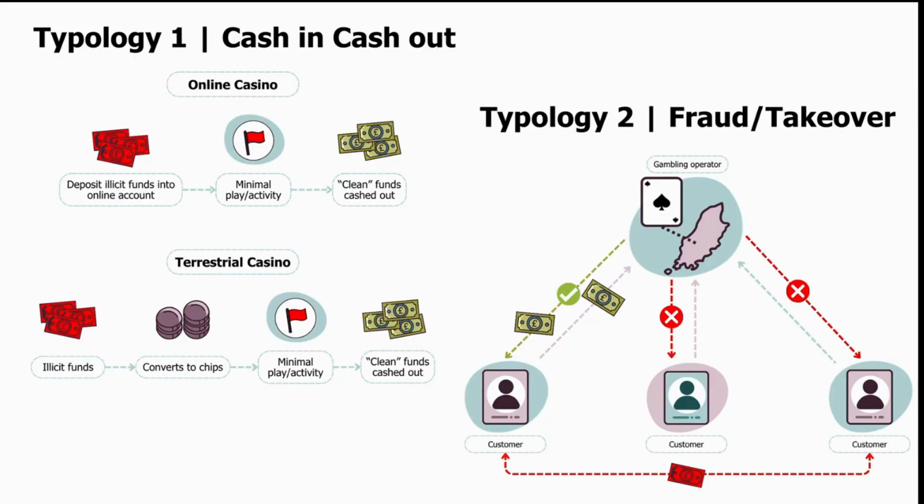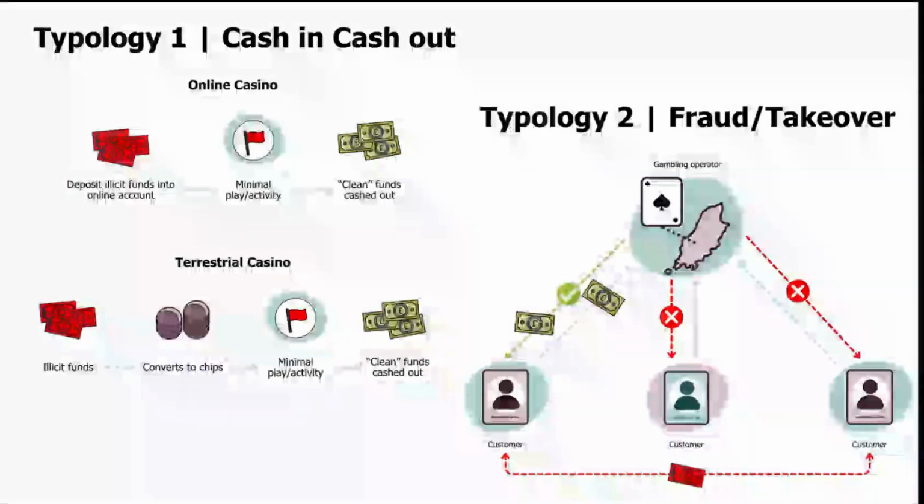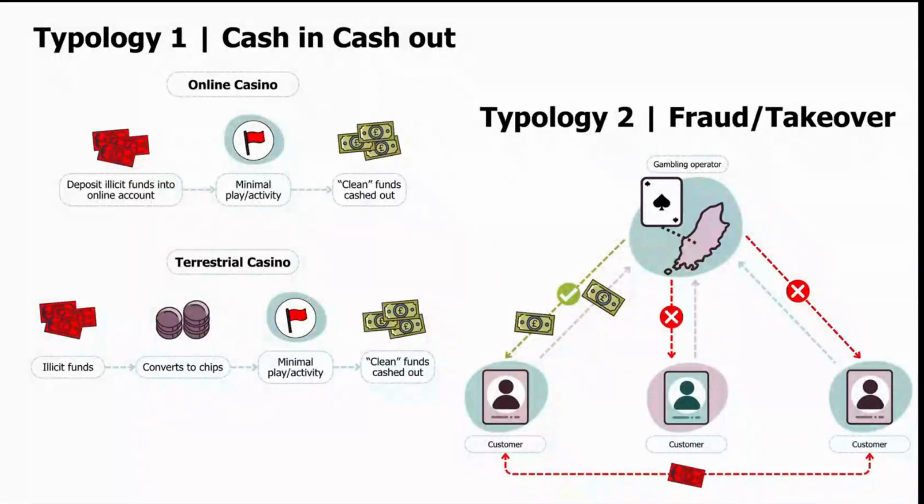The first typology in the gambling NRA is the cash-in, cash-out typology. For this one, a customer deposits illicit proceeds into an online account or converts them into chips at a terrestrial casino, and then cashes out with minimal activity, and these can then be attributed to legitimate winnings. This often involves money mules and/or betting mules as well. Flags can include lots and lots of quick transactions, minimal play, or the use of cash or prepaid vouchers that can't be traced.